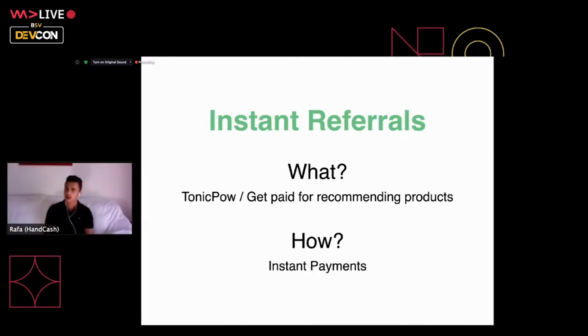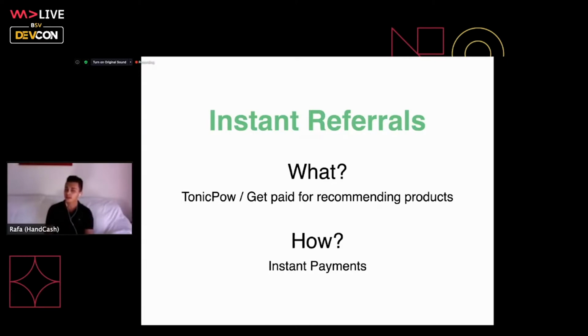Another concept is called instant referrals, because normally in referral programs you get a reward, but maybe it's not cash, or you don't have the cash available straight away. It's something that you accumulate inside the app, and then maybe you can spend it. One example of this is Tonic Pay. If you don't know about Tonic Pay, it's about getting paid for recommending products or websites. So it's playing around this concept of, hey, you can get paid for recommending products.